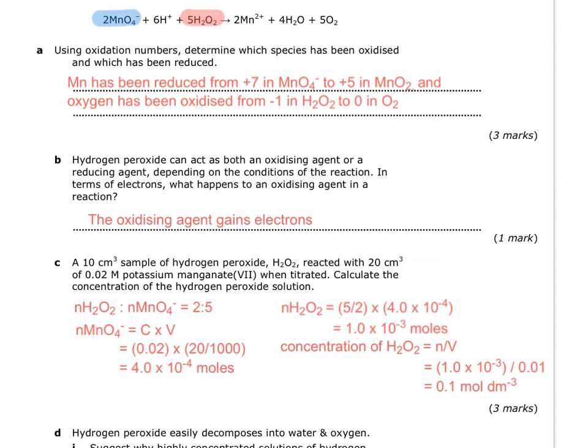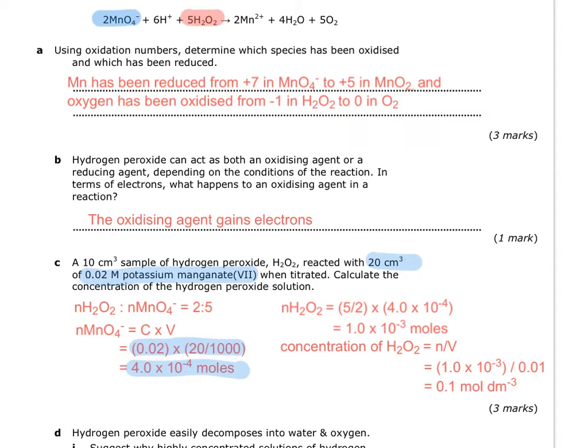So the first thing you do is you work out the mole ratio from the equation, 2 to 5. Then you work out the moles of the thing you have all the information for, and that would be the manganate, because on the manganate you have concentration and you also have the volume. So that's what we're doing down here to get the moles.